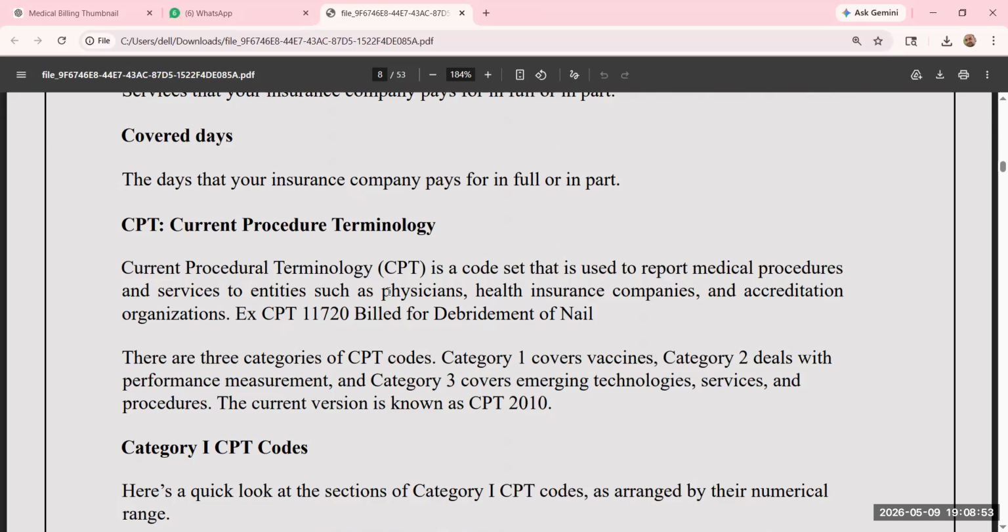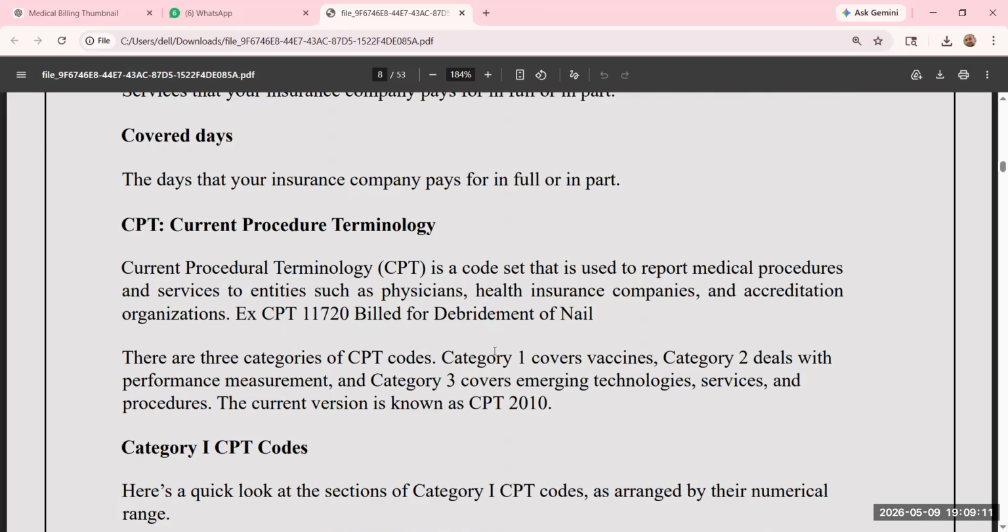each CPT has some dollar amount, so that dollar amount is sent to the insurance company, and the insurance company pays for that service, so that is called a CPT. Example here, 11720 for the debridement of nail. When this procedure is performed, that time we append the 11720 CPT code.